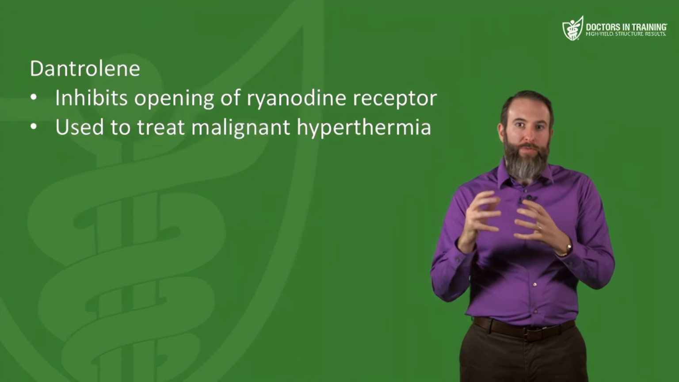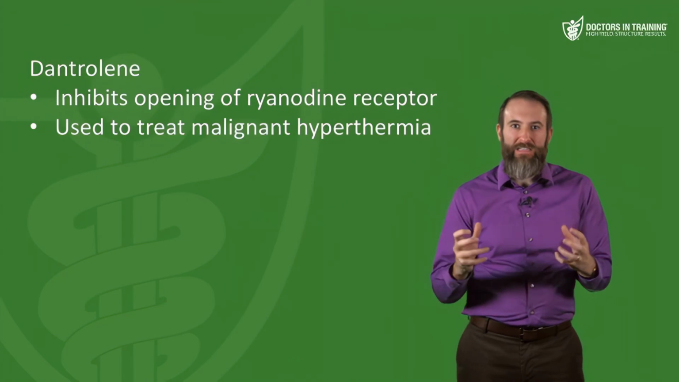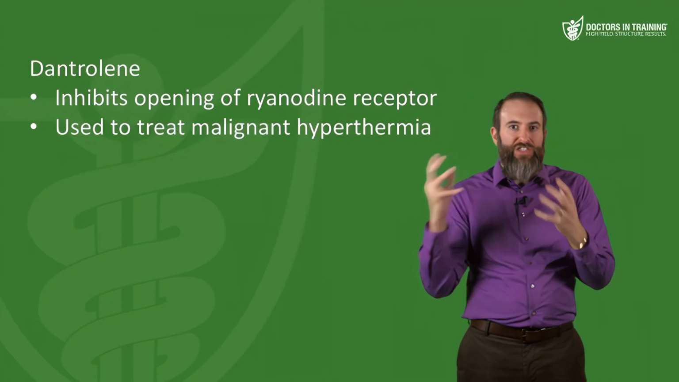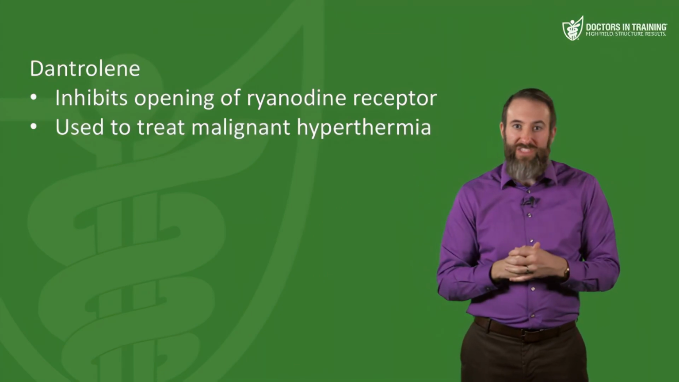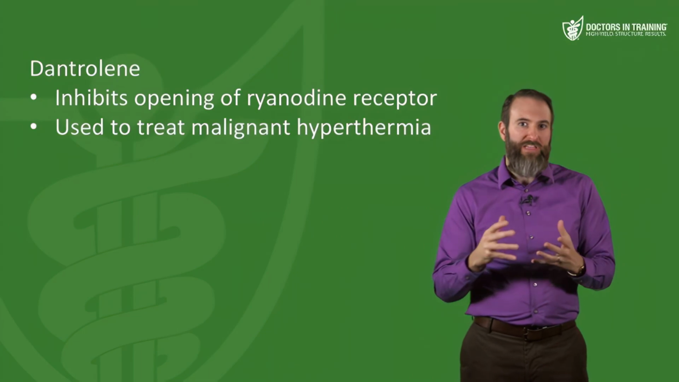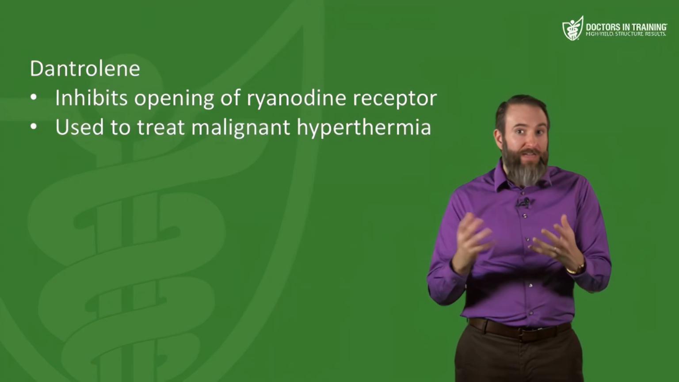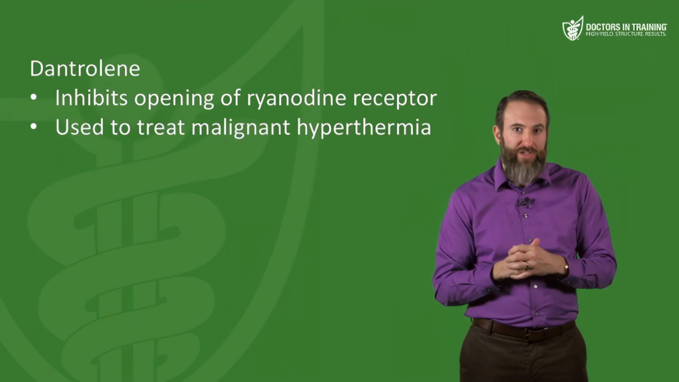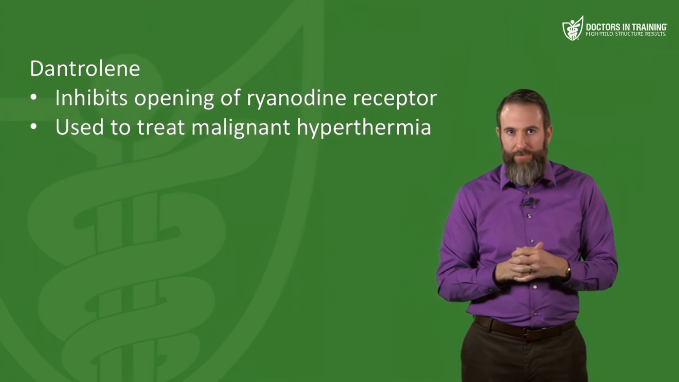And what's going on with malignant hyperthermia is excessive muscle contraction. And with excessive muscle contraction, there's going to be a lot of generation of heat. So if you stop the release of calcium from the sarcoplasmic reticulum, then the muscle can't contract anymore. And that's why dantrolene is helpful in that situation. It blocks the action of that ryanodine receptor.